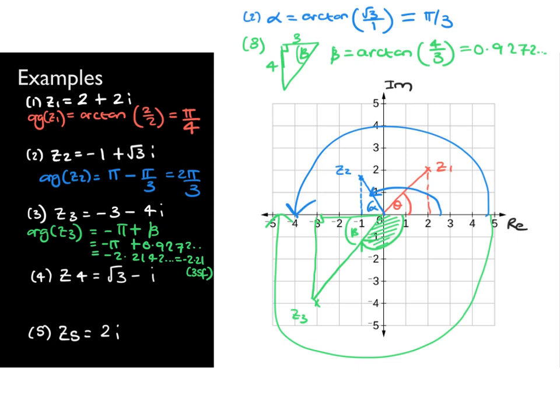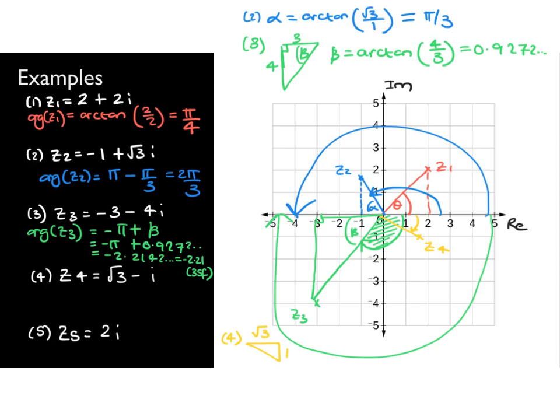So moving on to complex number 4, root 3 minus i. Well, that is probably going to be just about there. So there's z4, and it's this angle here that we want to calculate. So again, we'll make a little bit of space to work out the answer to this. So number 4, we've got a triangle that looks like this.